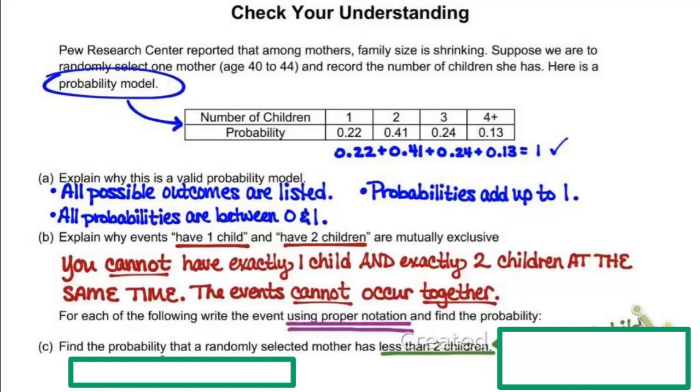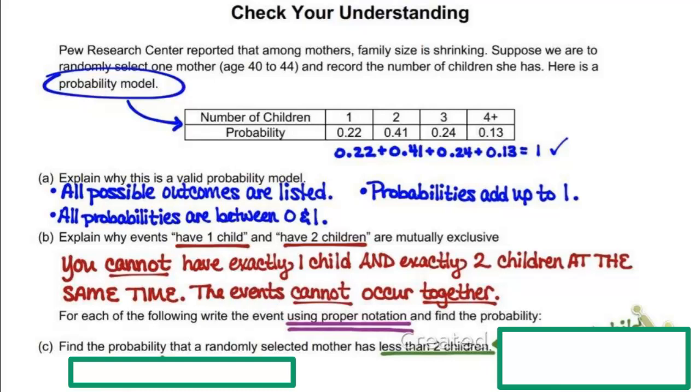So my answer for this one, you cannot have exactly one child and exactly two children at the same time. The events cannot occur together. Other examples of mutually exclusive events: I cannot spend spring break 2024 in Los Angeles and spend spring break 2024 in New York City. I can't do both at the same time.